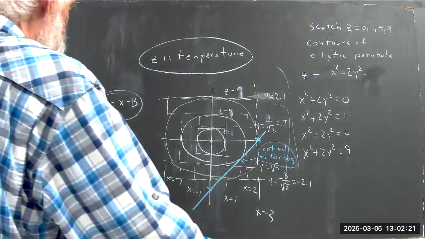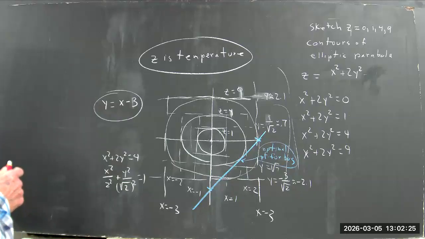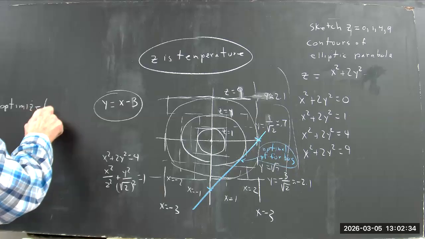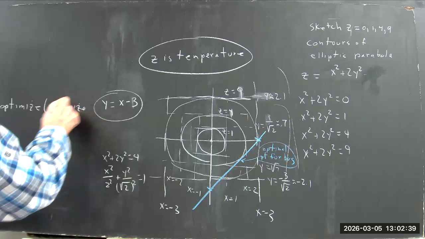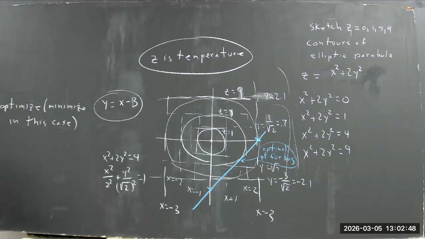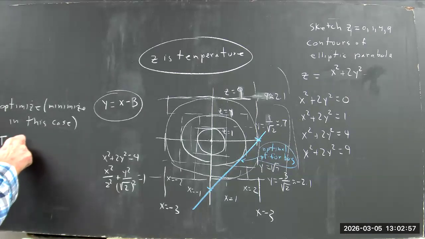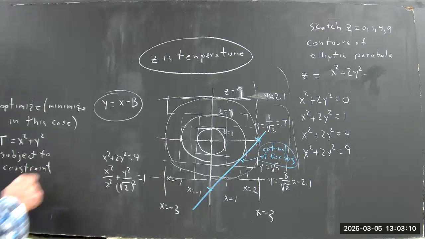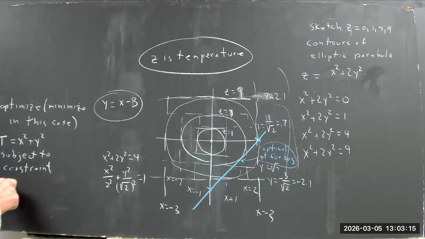Well, what we have then is that bug wants to optimize, which means it's going to minimize, in this case, I'm going to use capital T, just to remind us that it's temperature, subject to the constraint y equals x minus 3.